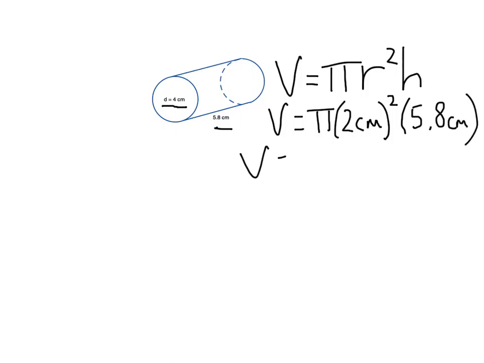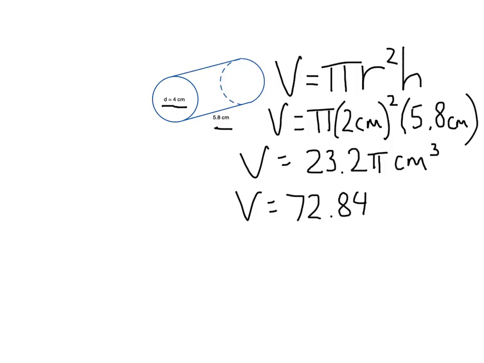Follow order of operations, do 2 squared, that's 4, and then 4 times 5.8. 4 times 5.8 equals 23.2, so this is 23.2 times pi centimeters cubed. And now we'll multiply 23.2 times 3.14. So I came out with 72.848 centimeters cubed, or cubic centimeters. So how'd you do? All right, good. Let's try one more.